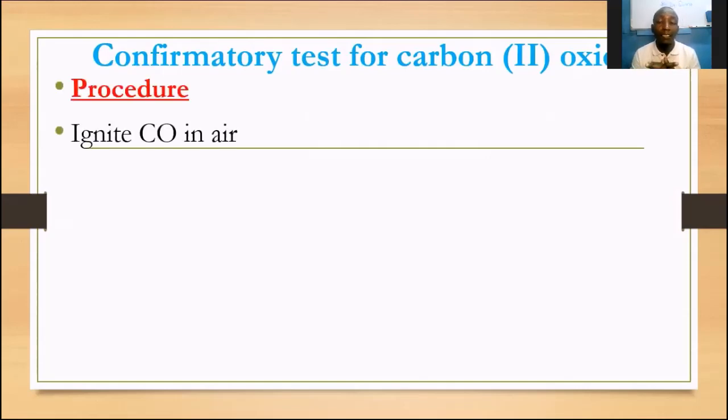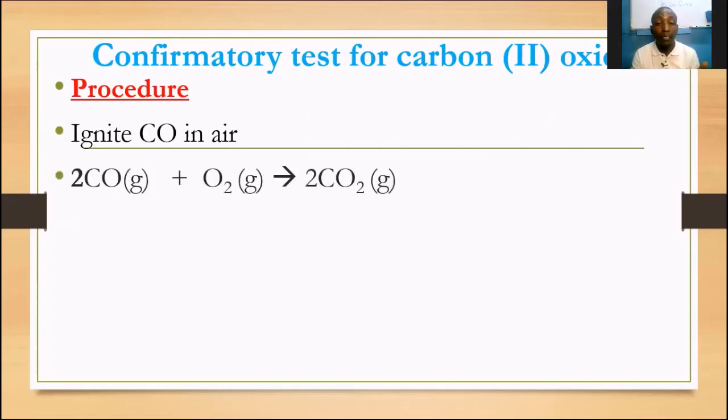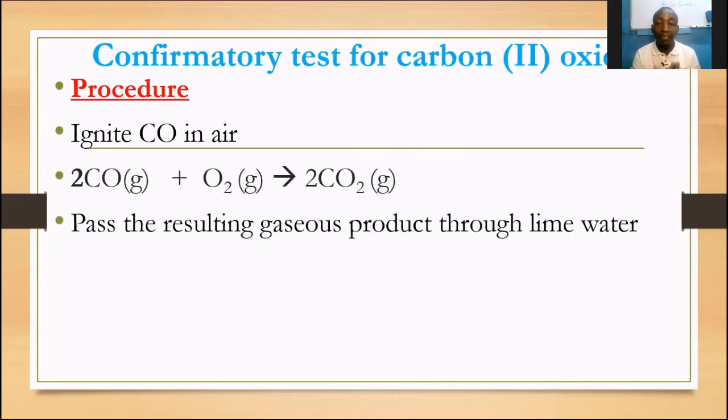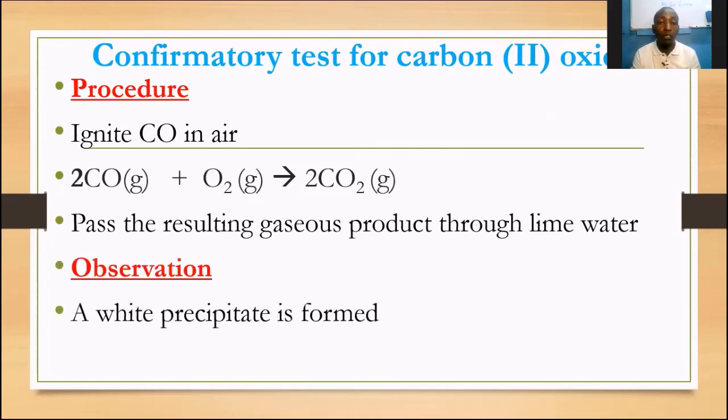I should ignite it. Just burn the gas. Tap the gaseous product, direct it through lime water. So we are using the test for carbon 4 oxide to test carbon 2 oxide. And how do we do that? First of all, we burn it. This is a gas that is combustible. We burn it, then we pass it through lime water. Yes, pass the resulting gaseous product through lime water, and a white precipitate will be formed. Yes, so that is the test for carbon 2 oxide.